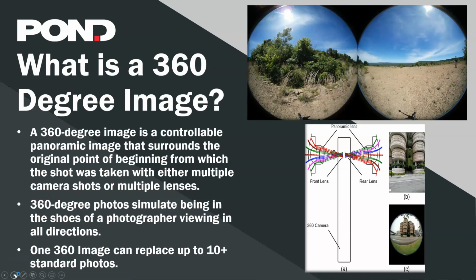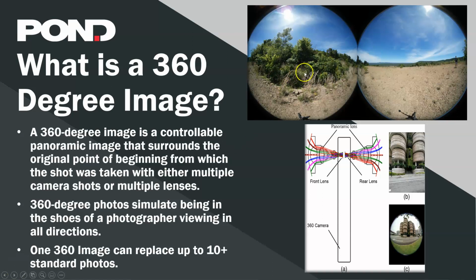A 360-degree image is a controllable panoramic image that surrounds the original point of beginning from which the shot was taken, with either multiple camera shots or multiple lenses. 360-degree photos simulate being in the shoes of a photographer viewing in all directions. One 360 image can replace up to 10 plus standard photos.